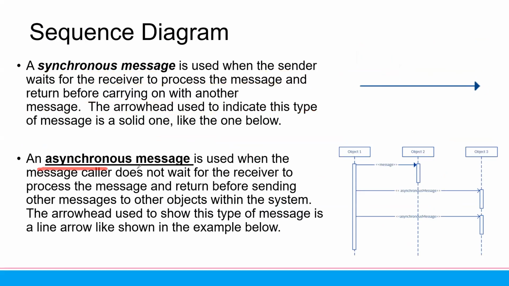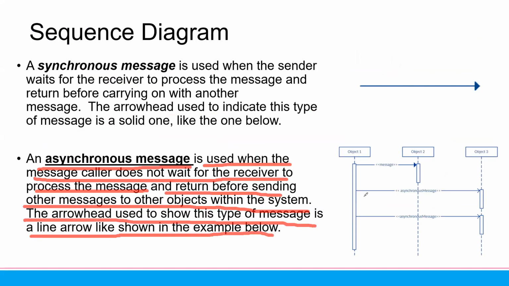The asynchronous message is used when the message caller does not wait for the receiver to process the message and return before sending other messages to other objects within the system. The arrowheads used to show this type of message are line arrows, like shown in the example below. So if you can see this one, object 1, object 2, object 3. If the line with the arrow is solid, then it is the synchronous message.